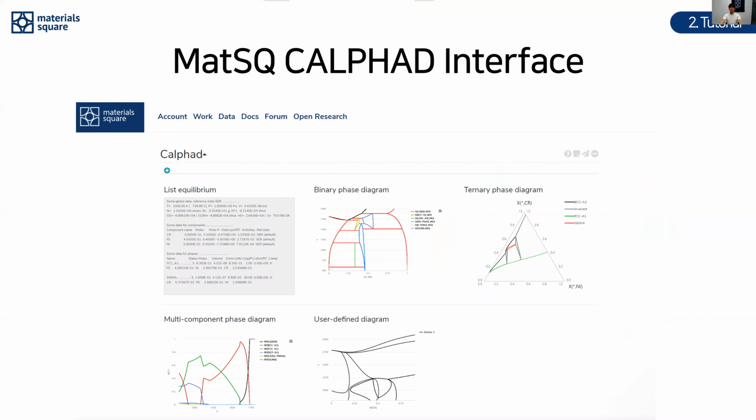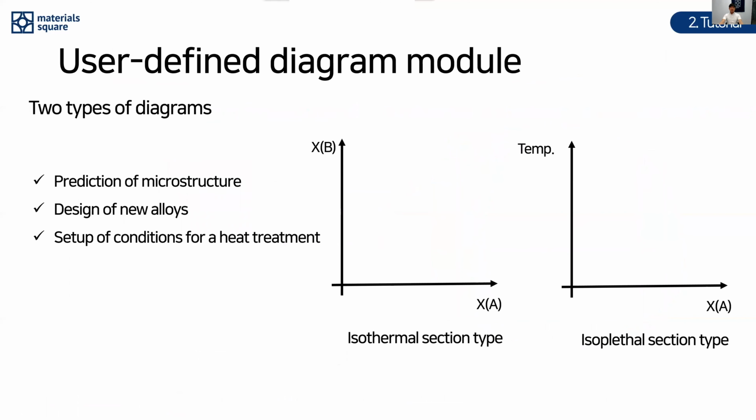For the last module, let's look at the user-defined diagram module. This module is also a useful feature to solve materials problems and develop new materials. Our user-defined diagram module provides two kinds of phase diagram. One is the isothermal section, the other is the isopressor section of a multi-component phase diagram. So firstly, I want to explain the calculation of the isothermal section.